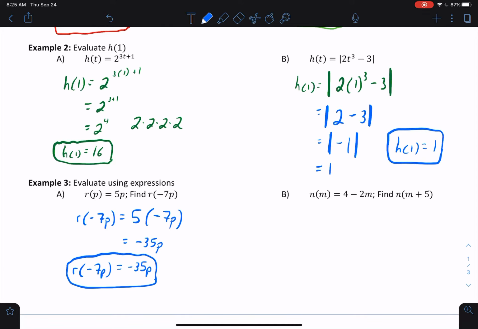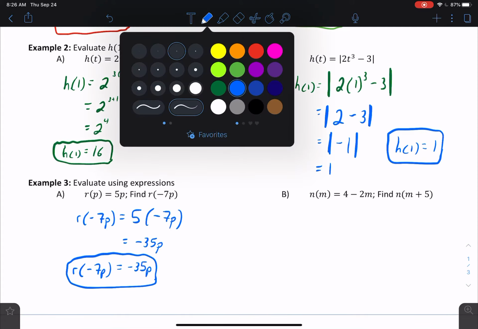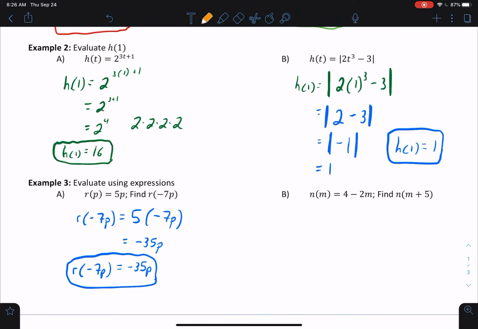All right, and then to finish up this video, n of m equals 4 minus 2m. Find n of m plus 5. So I'm going to take this m plus 5, I'm going to plug it in every time I see an m. So n of m plus 5 equals 4 minus 2, and then I'm plugging in m plus 5. So I need to put parentheses around it.